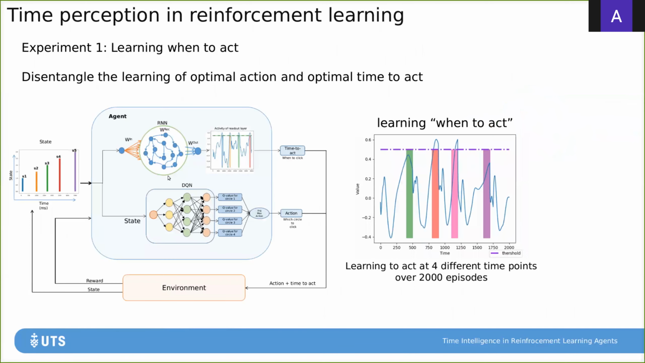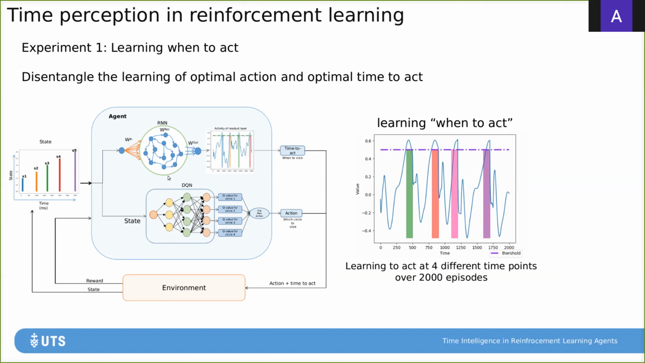And the first question we asked is learning when to act. Can a reinforcement learning agent also learn when to act, along with learning what action to take? So we have disentangled this learning of optimal action and optimal time to act in two different networks. DQN is one of the popular neural networks and learning algorithms in reinforcement learning, which showed pretty good results in big games like StarCraft for deciding what action to take given a state.